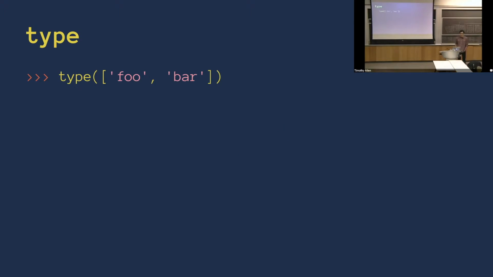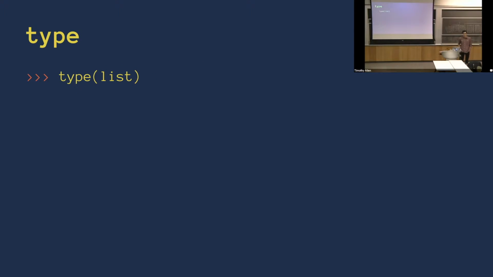And first, let's have a little quick quiz. So does anyone know what the type of this list is? Shout out if you know it. List. List, right. Type of list is type list. That was an easy one.